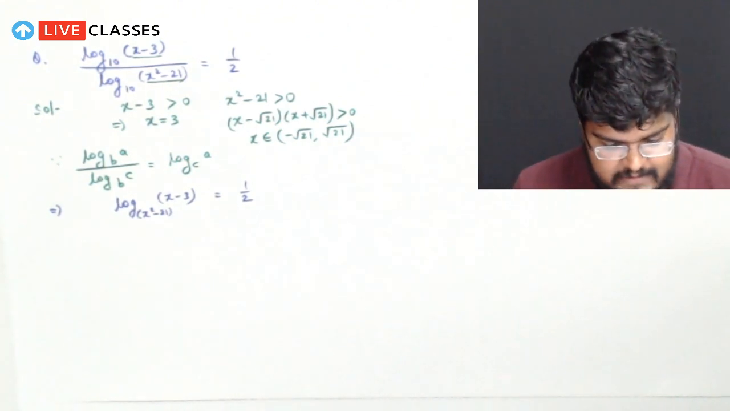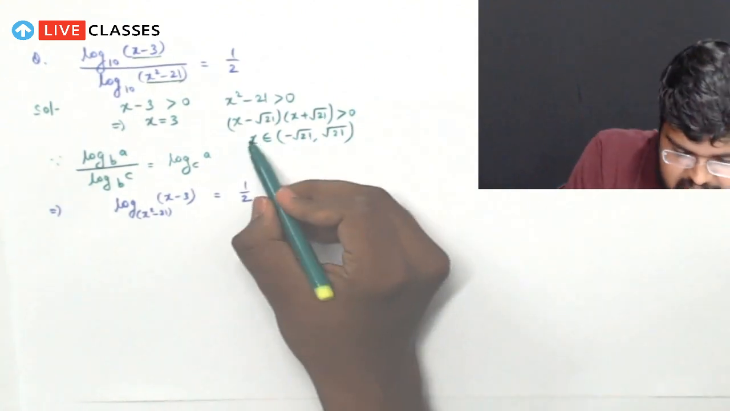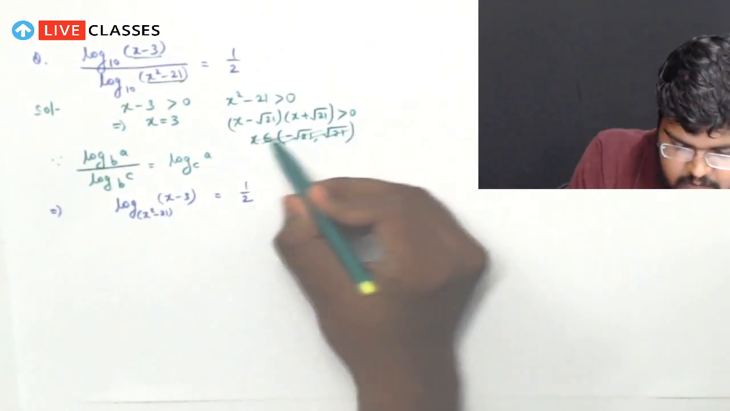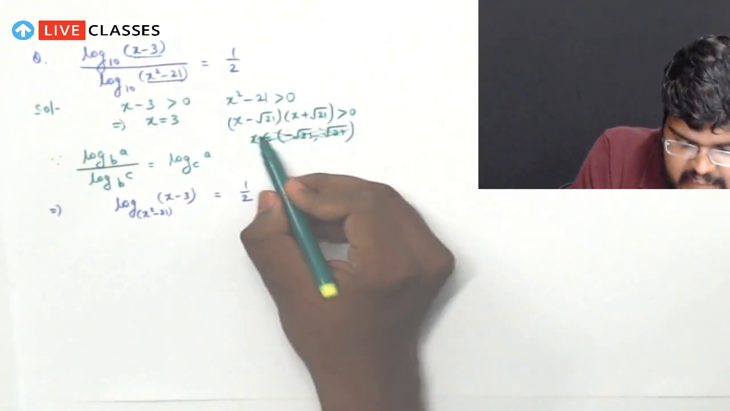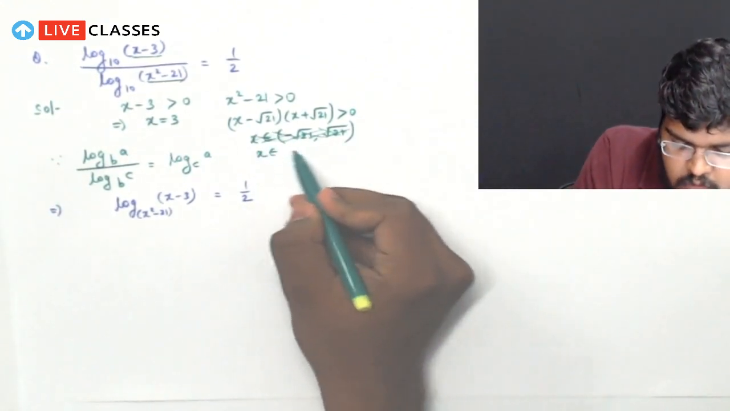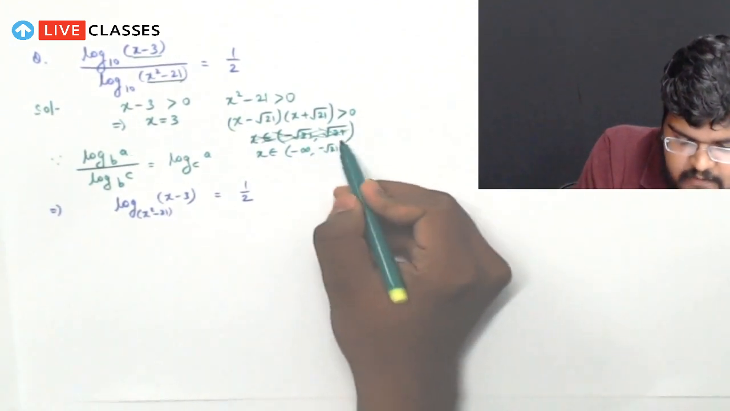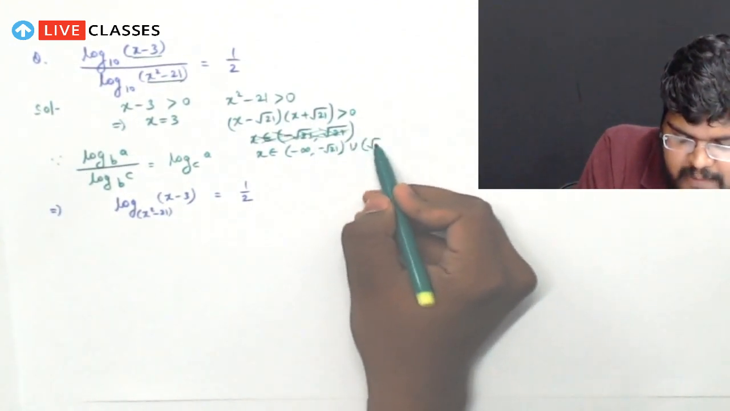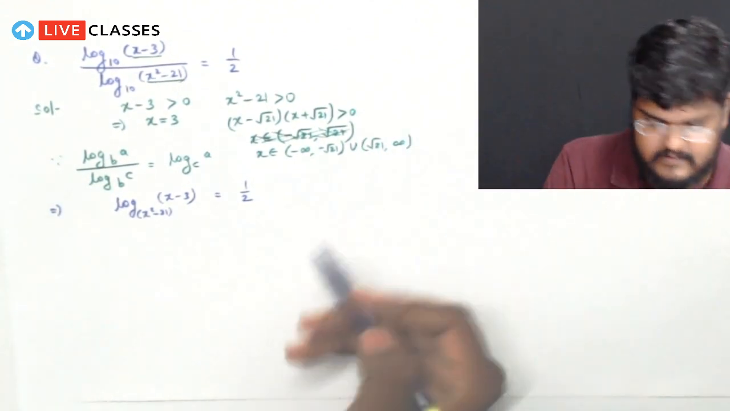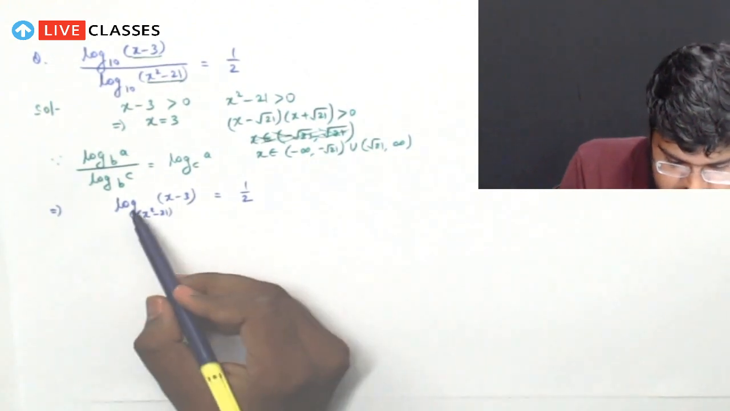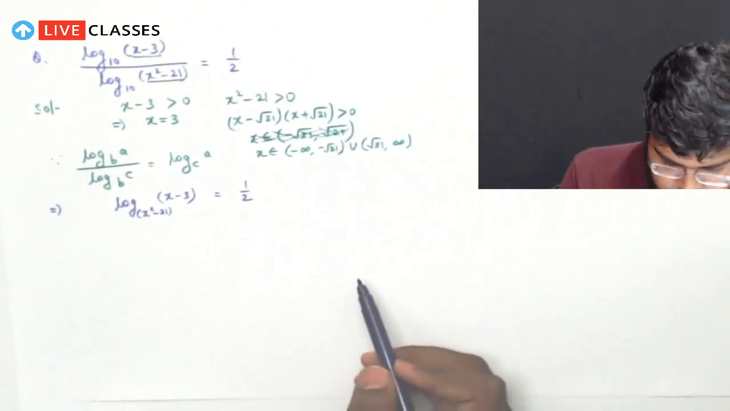Now guys, there is one problem which I have not really thought about. Since it is greater than 0, the solution would not really be this. x actually will belong to negative infinity to minus root 21, and then union root 21 to infinity. Apologies for the incorrect segment. Now log of x minus 3 to the base x square minus 21 is equal to 1 by 2.